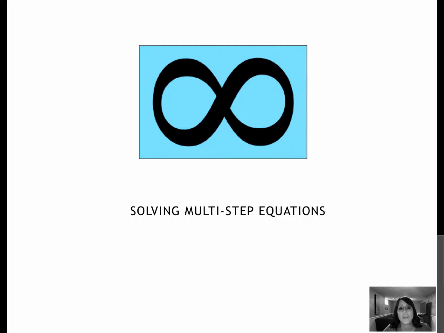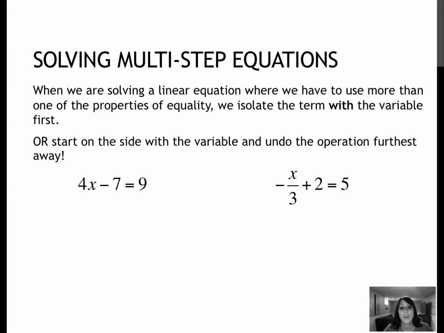We've just done quite a bit of practice on how to solve those one-step equations. Now we're going to talk about how to solve equations that require more than one step. So when we have more than one thing going on and we have to use more than one property of equality, what we're trying to do is isolate the term with the variable first, or the way that I remember it is to start on the side that has the variable but undo the operation furthest away first. So let's take a look at this question.